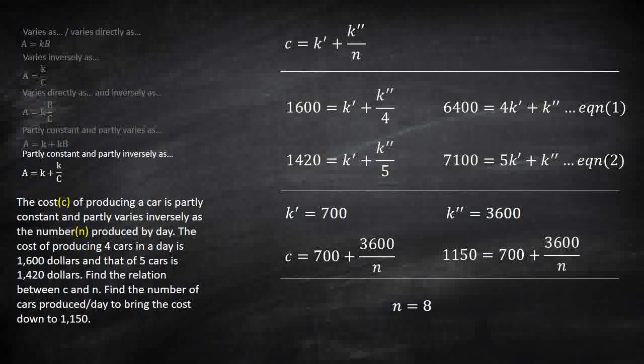So when they ask the question, you have to know how to manipulate them to write the formulas. So 700 crosses the equal sign and subtracts from 1,150 to give 450. 450 over 1 is equal to 3,600 over n. 450 times n is equal to 3,600. You divide both sides by 450, and n gives us 8.